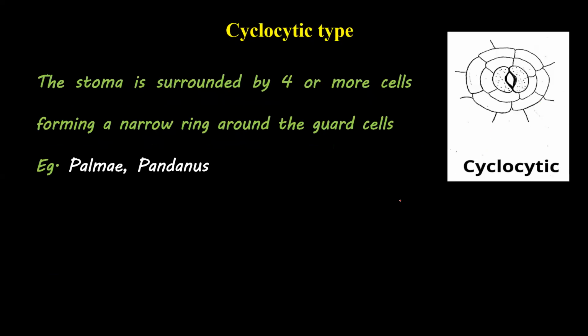Next, we come to cyclocytic type. The stoma is surrounded by 4 or more cells forming a narrow ring around the guard cells. They form a ring-like structure like this. See, a ring-like structure like this. It is found in Palmy, Pandanus, all these plants.